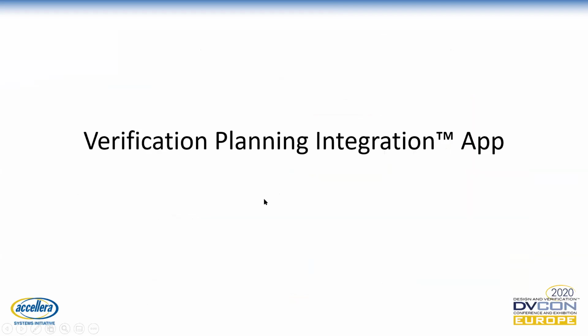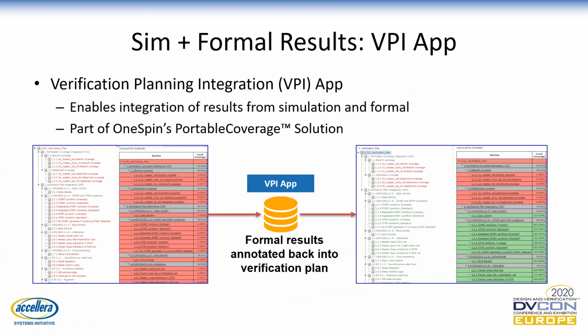On the functional coverage side, we have the verification planning integration, which is the next one, and it takes care of getting the OneSpin results, assertions, and covers into a database that can annotate the verification plan. So this works perfectly with any verification planner and enables integration of results from simulation and formal. It is part of the OneSpin portable coverage solution.